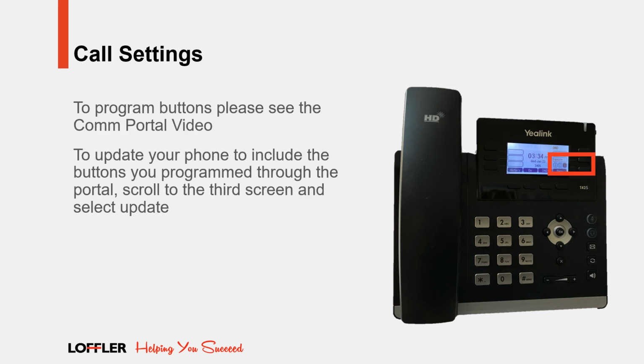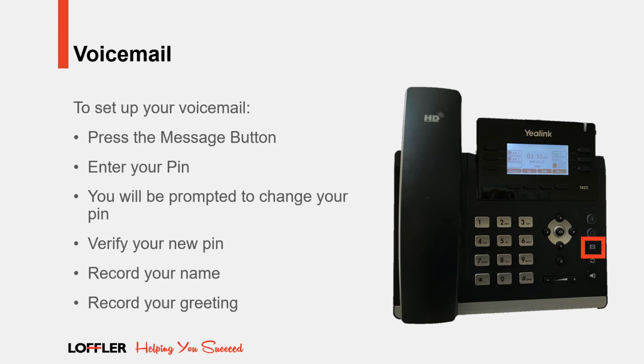To see how to program buttons, please see the COM Portal video. To update your phone to include the buttons you program through the portal, scroll to the third screen and select Update. To set up your voicemail, press the Message button.